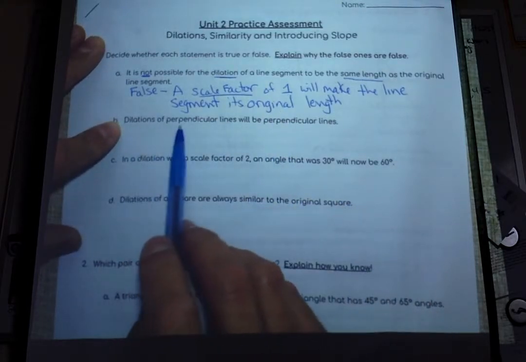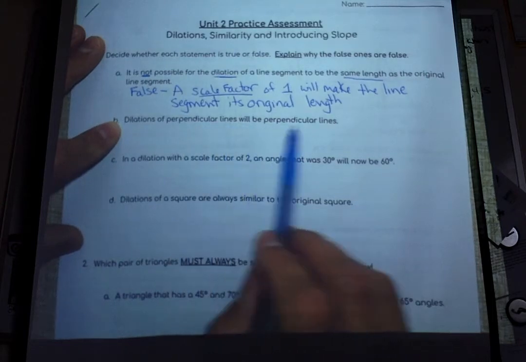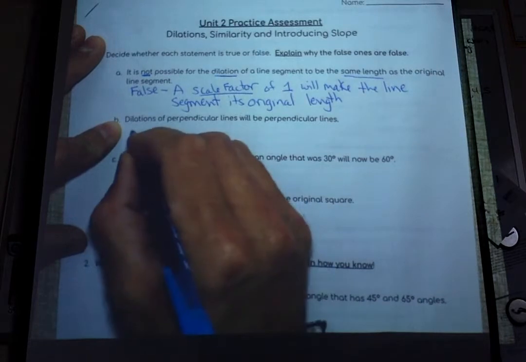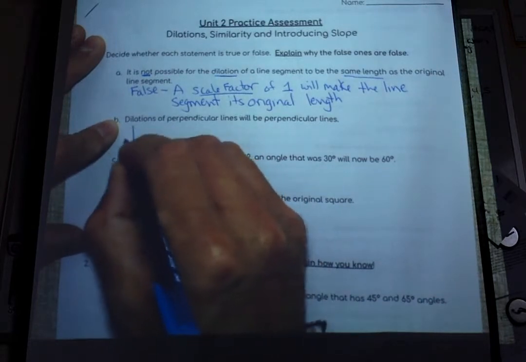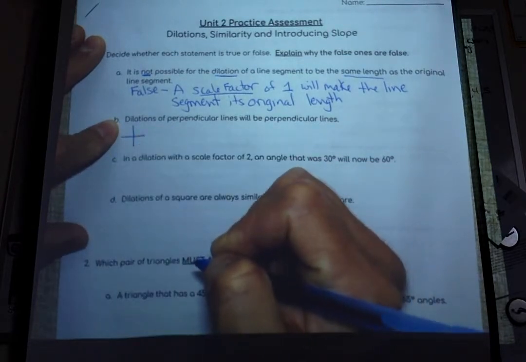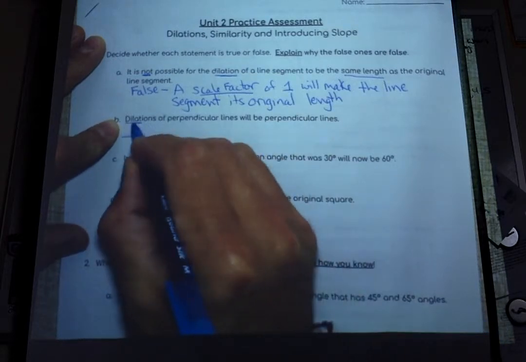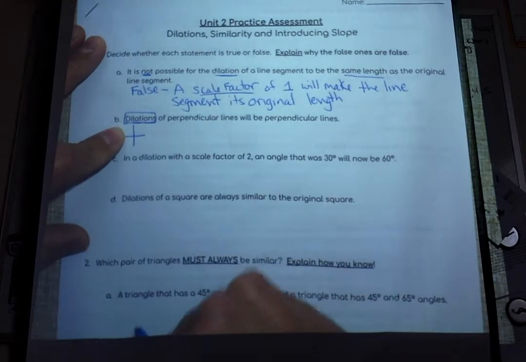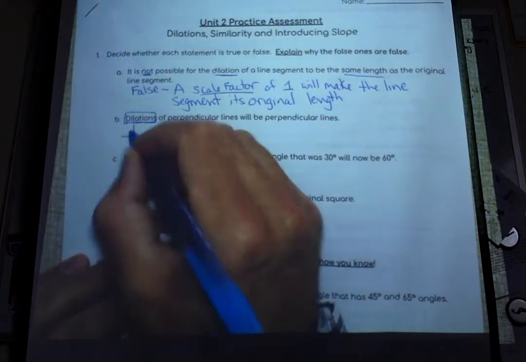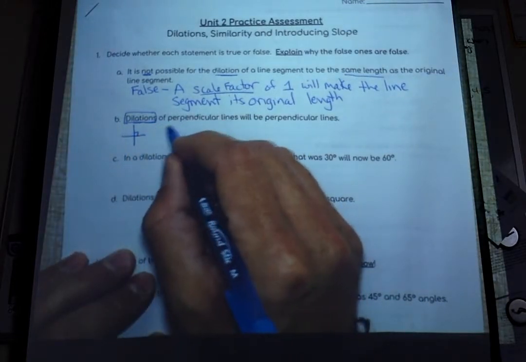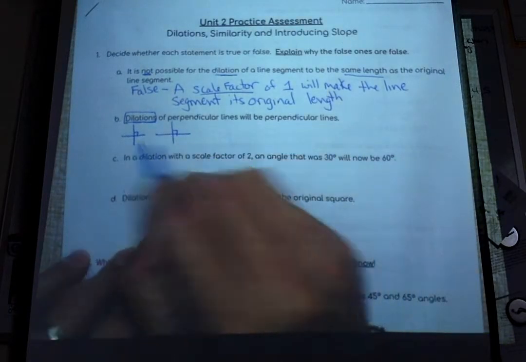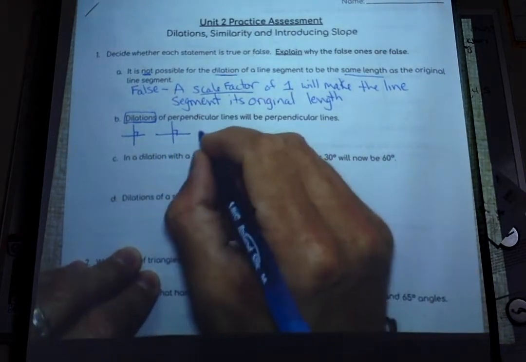Dilations of perpendicular lines will be perpendicular lines. So what they're saying, perpendicular lines form 90 degrees. So if we remember, dilations do not change the angle measures. So we have a 90 degree angle. If we dilate that, it's still going to be 90 degrees. So they're still perpendicular lines. So this answer is going to be true.